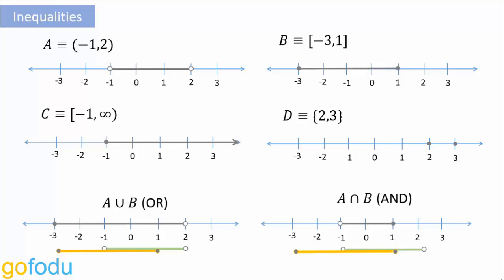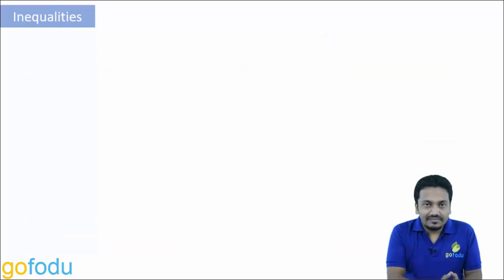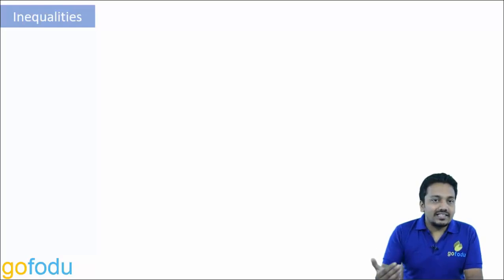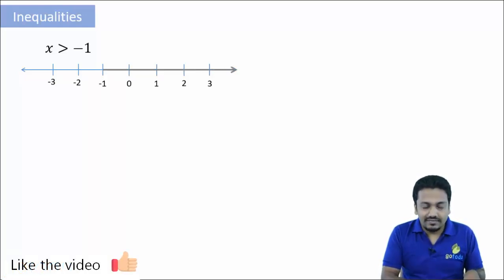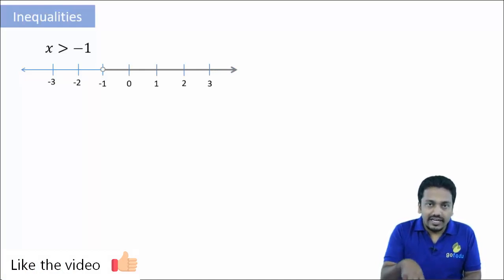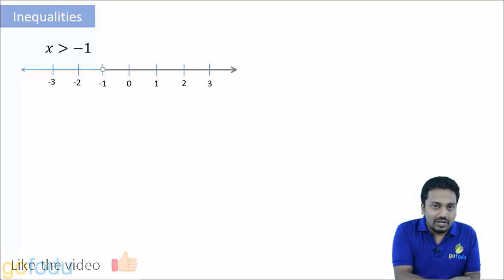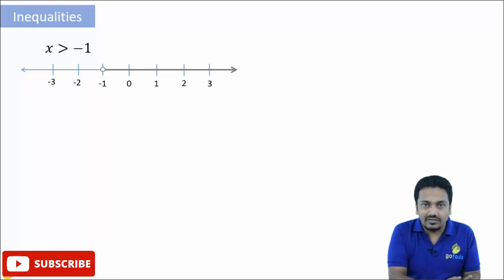Now let's draw a few inequalities on number line. X is greater than -1. This simply means x could be anything greater than -1 till infinity. It could be shown like this. Open circle at -1 as it is not included. There is a greater than sign and not a greater than or equal to sign here. So open circle at -1.